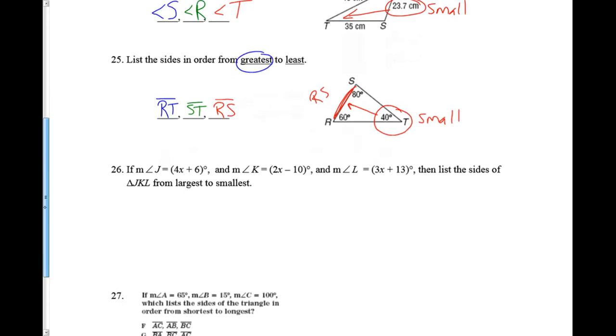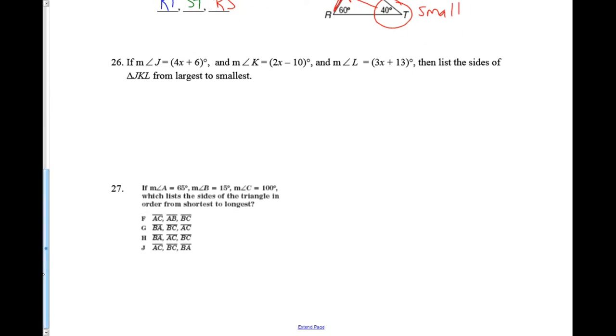Number 26, we have three angles, and we are trying to list the sides of the triangle from largest to smallest. Well, the first thing I need to do is figure out how big each angle is. I don't know that right now, but I know all the angles add up to 180. So I'm going to take my 4x plus 6 plus 2x minus 10 plus 3x plus 13 and set that equal to 180. This will allow me to find x.